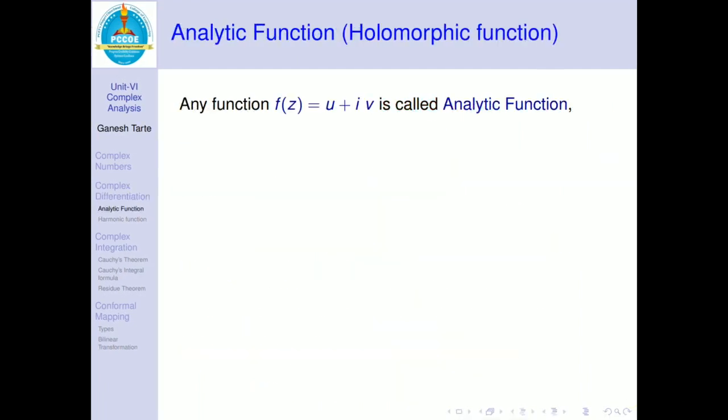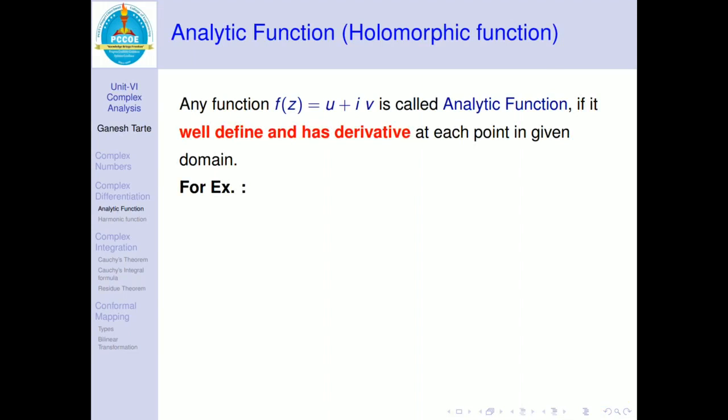Now once we define these properties of complex differentiation, the next and very important definition is the analytic function. It is also called a holomorphic function. So any function f of z which is of the type u plus iv is called analytic if it is well defined and has a derivative at each point in a given domain. So what do we mean by a well defined function?